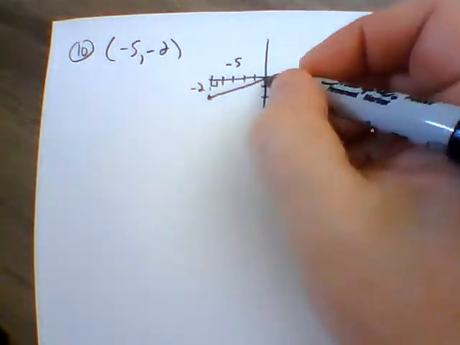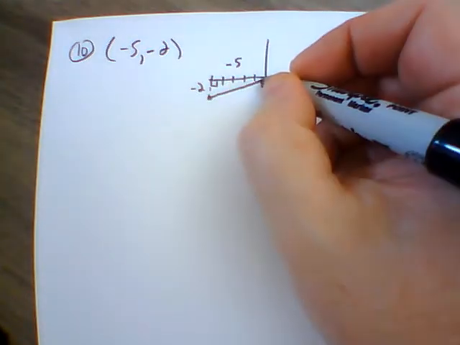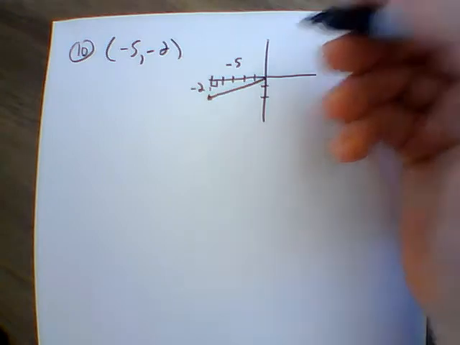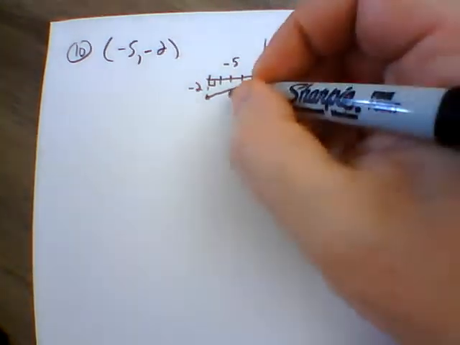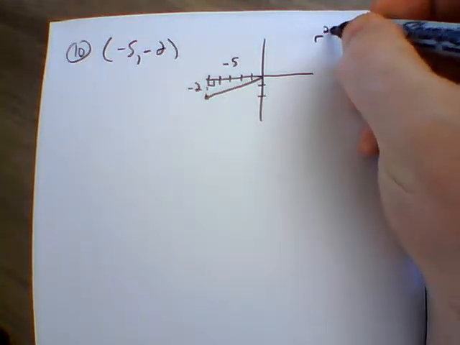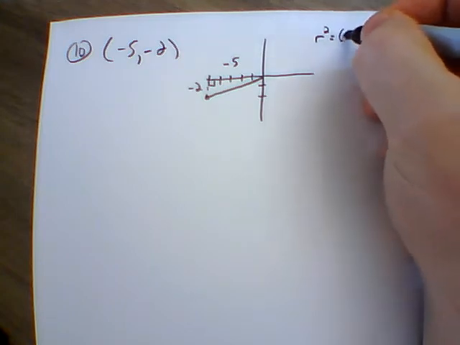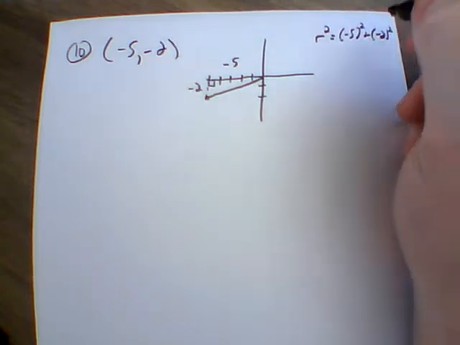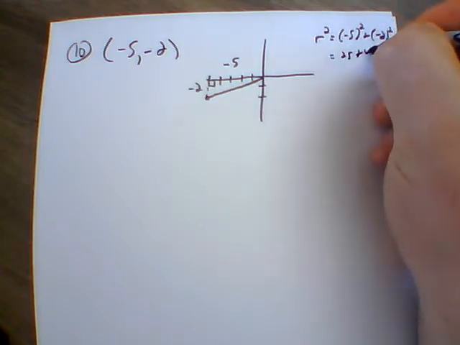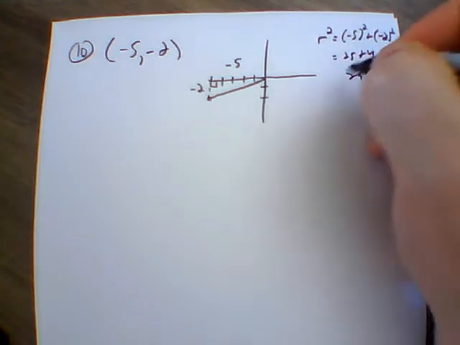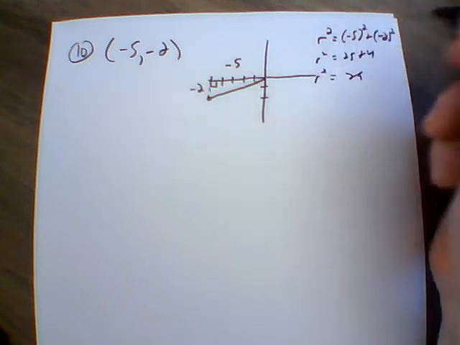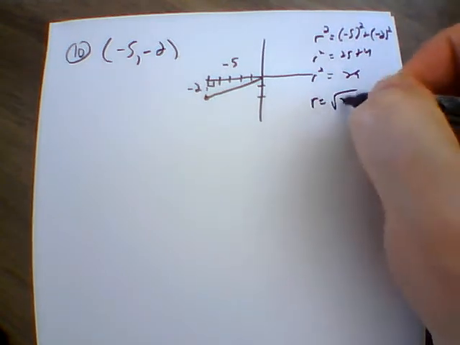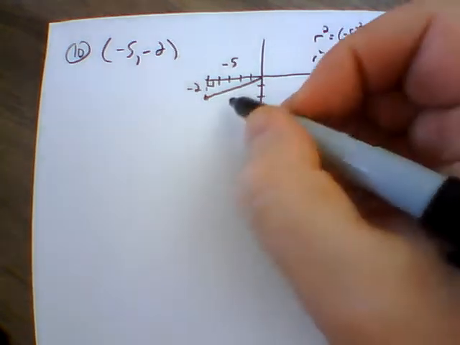We need to figure out what is this length right here. So once again, this is a simple Pythagorean theorem. I can just call that r squared equals what would be a -5 squared plus a -2 squared. So that is 25 plus 4, so 29. Once again, equals r squared. So r equals the square root of 29.